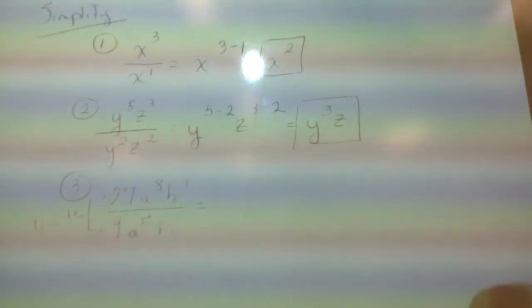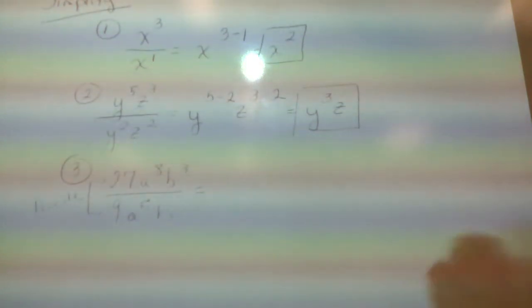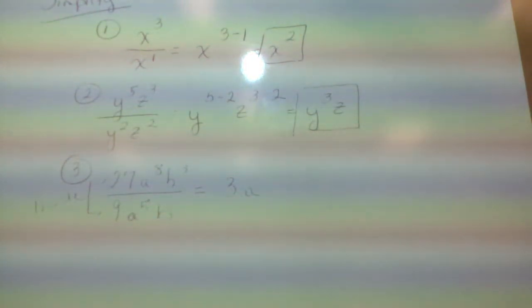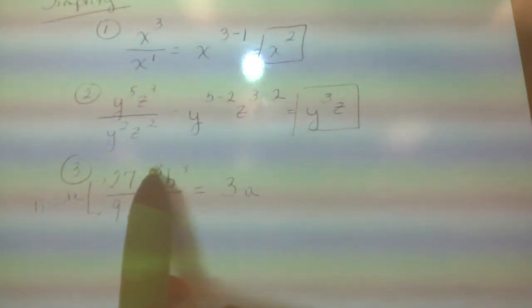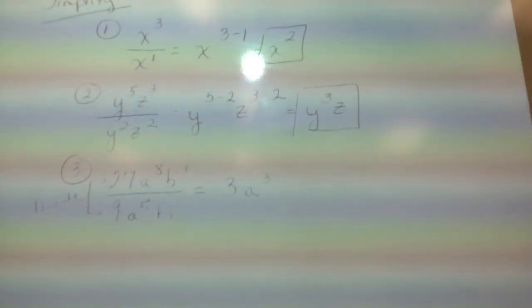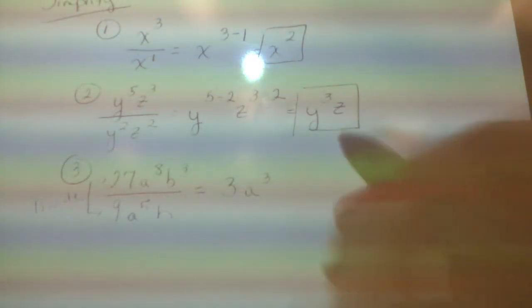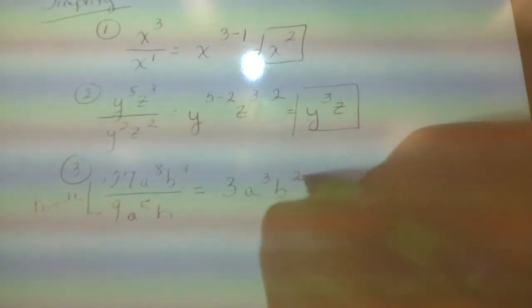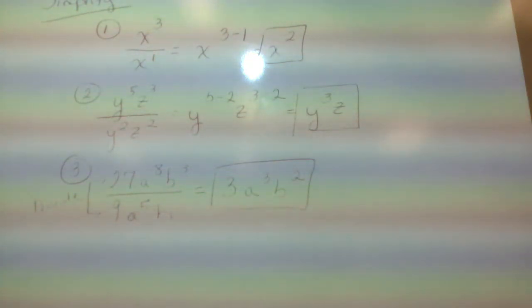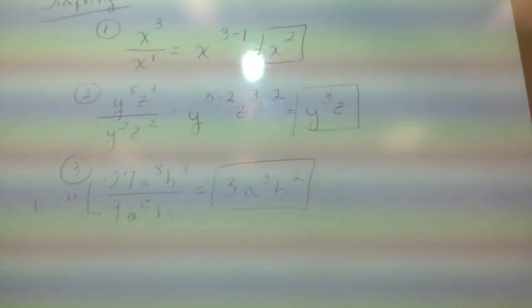So 27 divided by 9 is giving us 3. I'm going to keep the base. I'm not going to write the subtraction piece anymore. I'm just going to subtract 8 minus 5, that's going to give us 3, and 3 minus 1, that's going to give us 2. So I have 3a cubed b squared. And I know I'm done because I only have 1 of each base.